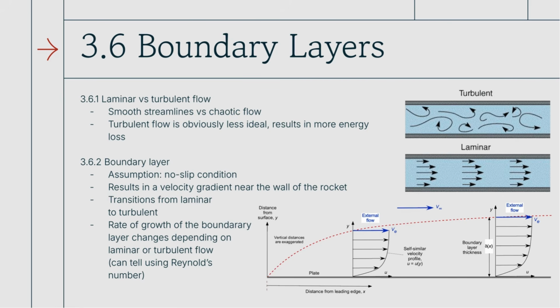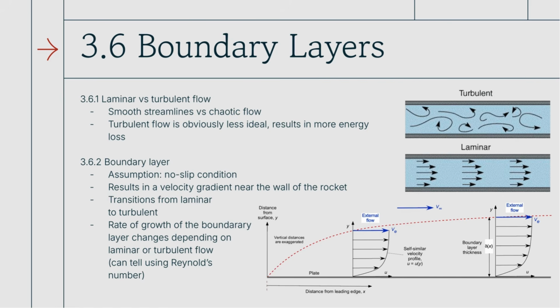All right, boundary layers. Your flow can either be laminar or turbulent. I think that's pretty straightforward. Either it's laminar, nice and smooth, or it's very chaotic. Chaotic flow results in more energy losses. It's disorganized. Obviously, it's not as good. In some cases, it is good, but very rarely do we have those trade-offs where it's actually beneficial to have turbulent flow.